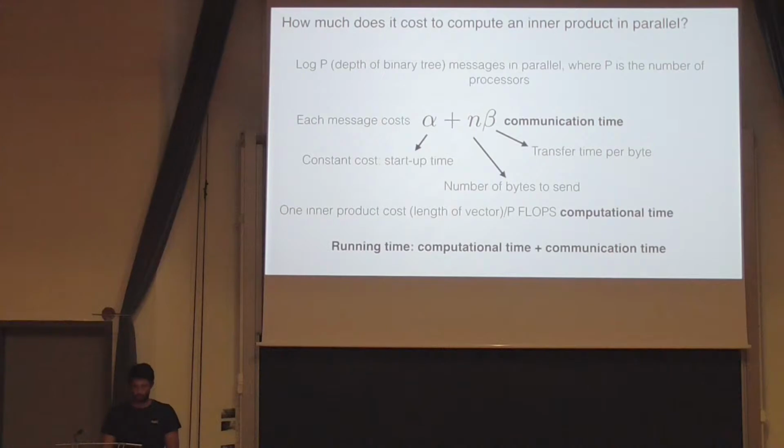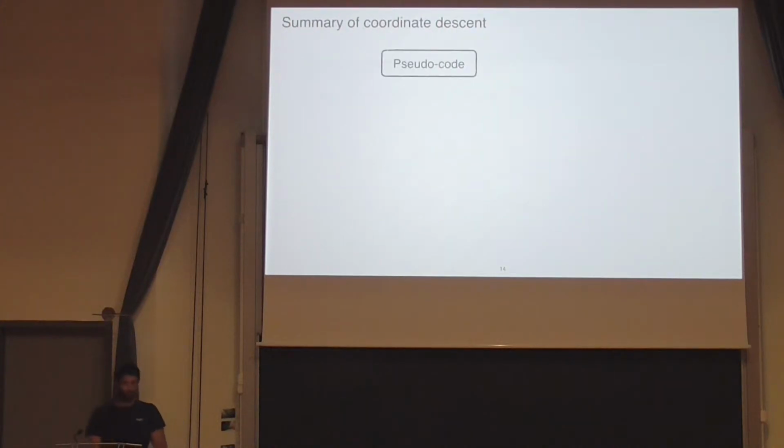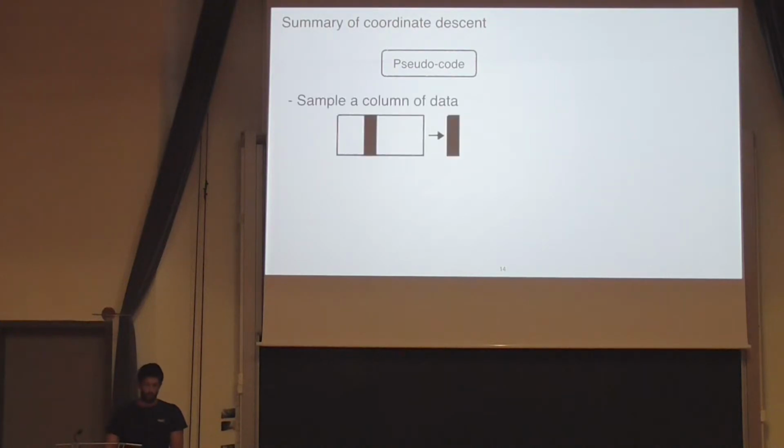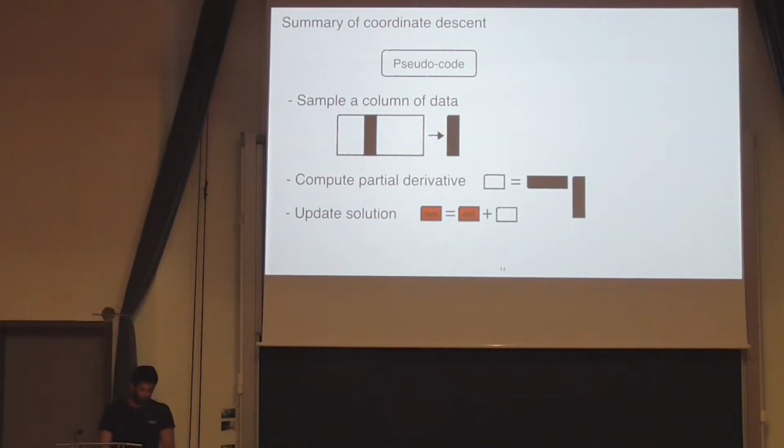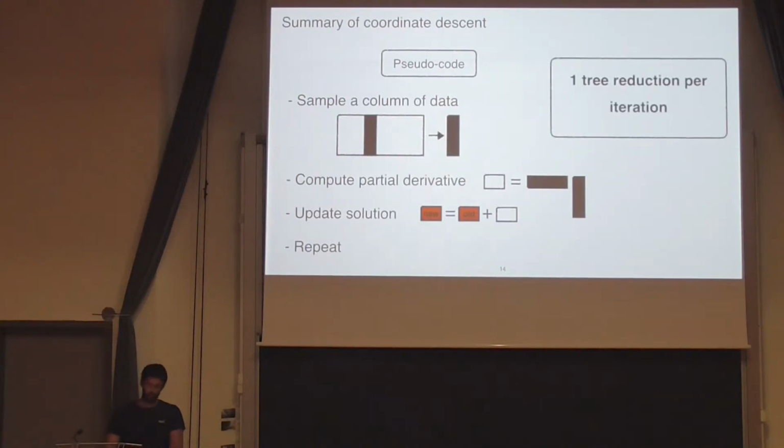No? This is clear. Okay, so let's summarize what I have said so far. At each iteration, we randomly select one column from the data. We compute the partial derivative, and then we update the solution. And then we repeat the process, and this is single coordinate descent. That costs one tree reduction per iteration. But if you remember, I said this algorithm needs a lot of iterations. That means we will require thousands or millions of iterations depending on the size of the data set, and that means that we require a lot of tree reductions.